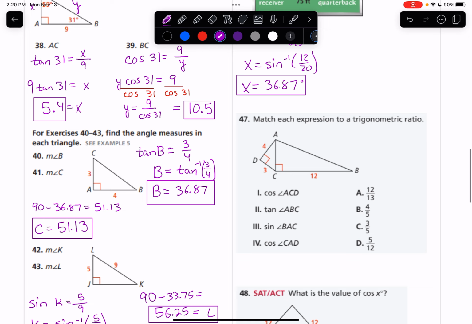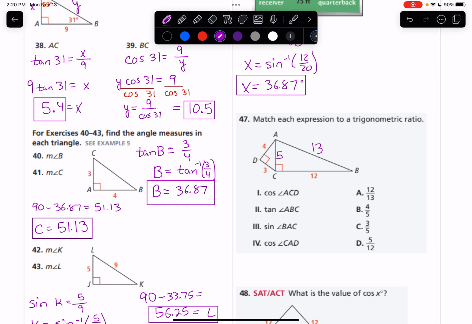47, match each expression to a trigonometric ratio. So if we look at this triangle right here, I noticed something about it. Because I know if I used the Pythagorean theorem, this would be a 3, 4, 5 right triangle. That's what we call a Pythagorean triple. It's something we can memorize. And I can also find that ABC is a 5, 12, blank, which is another Pythagorean triple. If I use the Pythagorean theorem here, 5 squared plus 12 squared would give me 13 squared. So 5, 12, 13 is another Pythagorean triple.